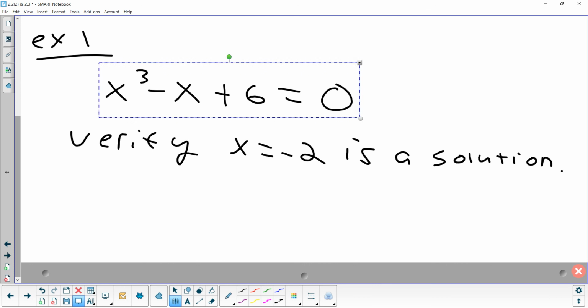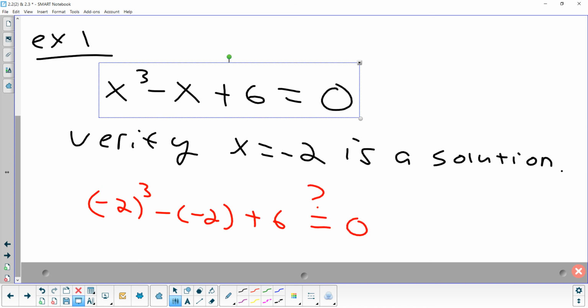Yeah. Which x? The one that is not cubed. Francesca? Both of them. Yeah, both of them. So you have to replace the variable everywhere with what they want you to check. And it's always a good idea to put it in parentheses, because when you raise something to a power that's a negative, you're raising that negative to the power as well. So the negative could cancel out. All right. So we have -2 cubed minus -2 plus 6. I'm going to put a question mark there because that's what we're trying to figure out.